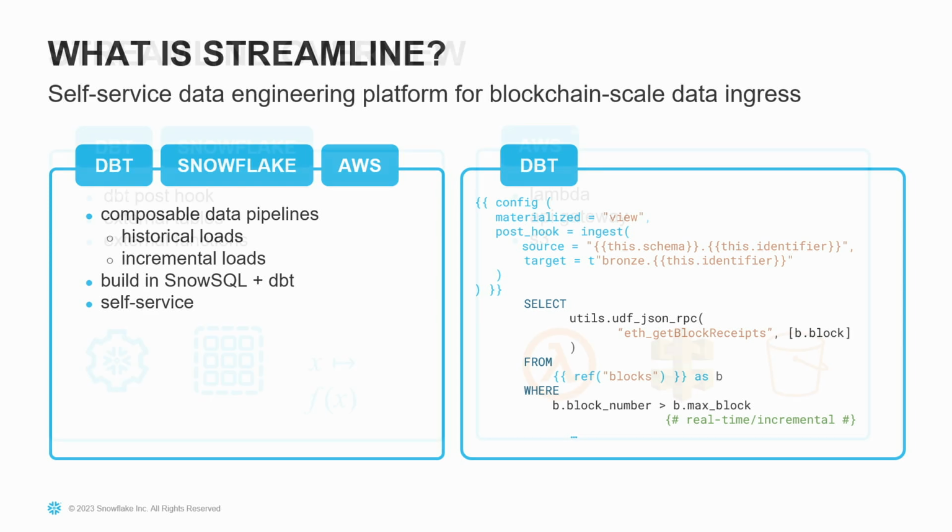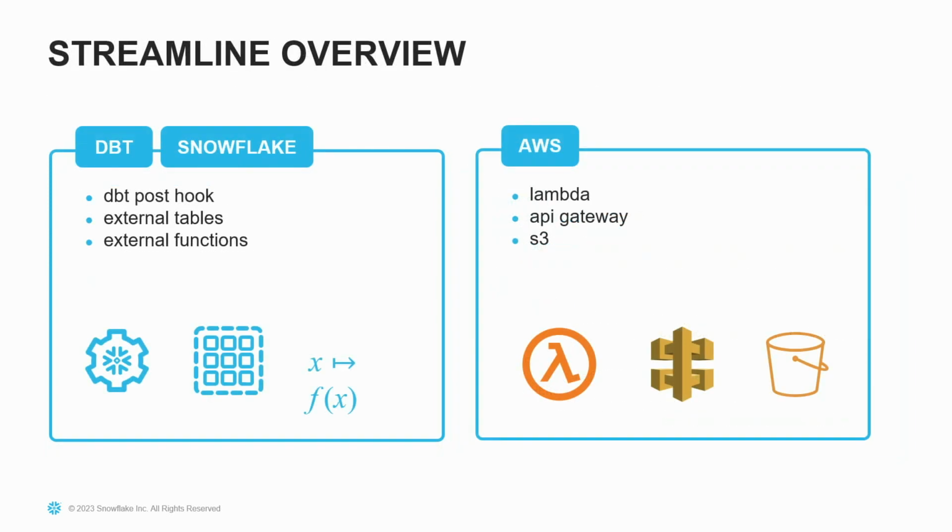It's fully self-service. Let's dig deeper into the architecture. So within DBT, we utilize their post hooks to communicate with our backend services. And we also use Snowflake's external tables and external functions as our primary interfaces with our backend. On our backend, we've built a highly scalable serverless architecture to facilitate all of our data orchestration and ingestion. It's built on Lambdas, API Gateway, and S3.